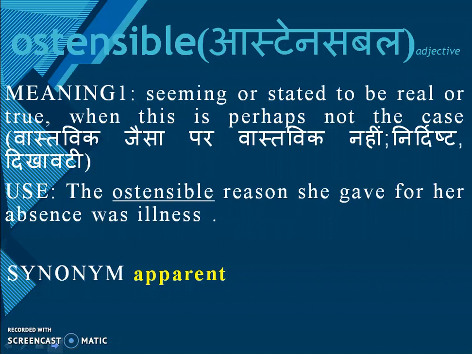Seeming or stated to be real or true, when this is perhaps not the case. वास्तविक जैसा पर वास्तविक नहीं, निर्दिष्ट या दिखावटी. So here one use: the ostensible reason she gave for her absence was illness. And one synonym for this word, and synonym is having the same meaning of a word. So it is apparent. So apparent and ostensible are synonyms.